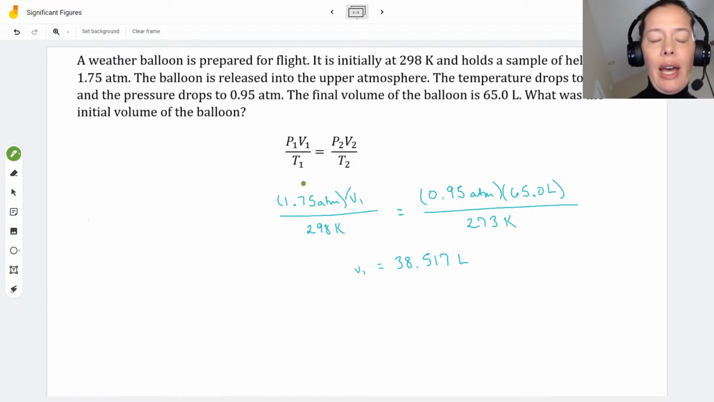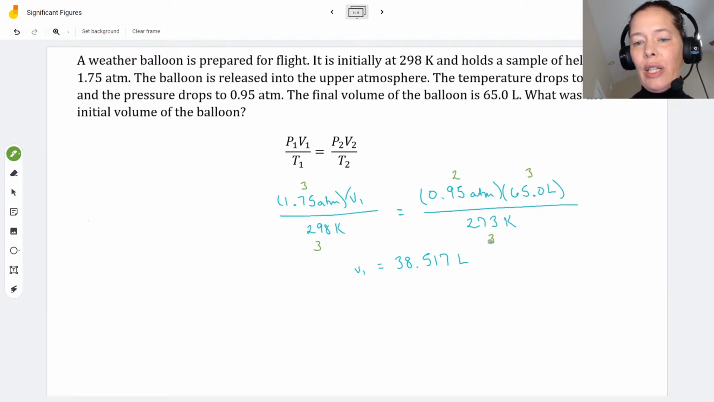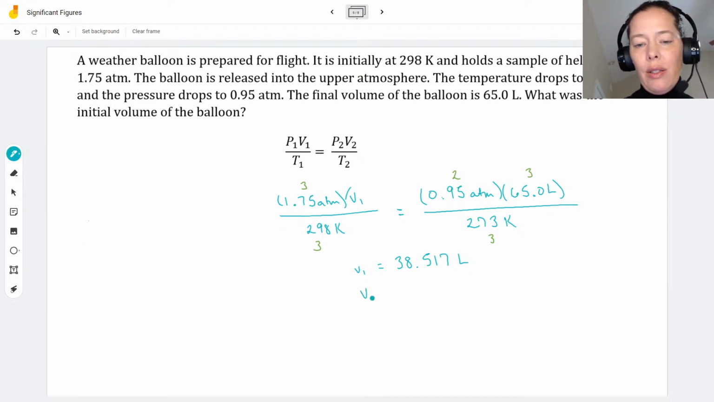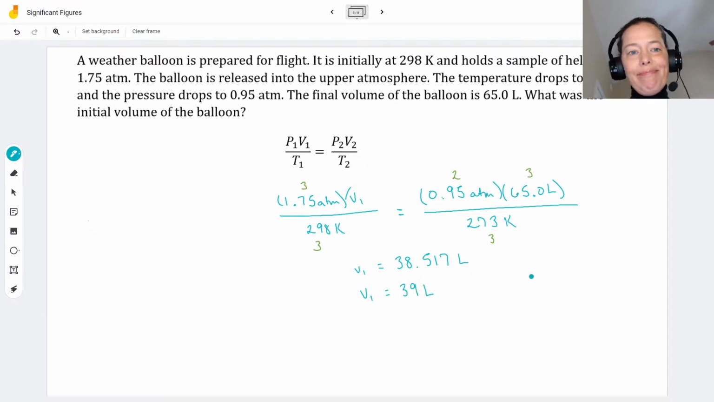Okay, so I have 3 sig figs here, 3 in the denominator. This one only has 2, 1, 2. This one has 3, and this one also has 3. So this 0.95 atmospheres is limiting my number of sig figs. So my answer can only have 2 sig figs. So let me switch back. So I should accurately report this as 39 liters.